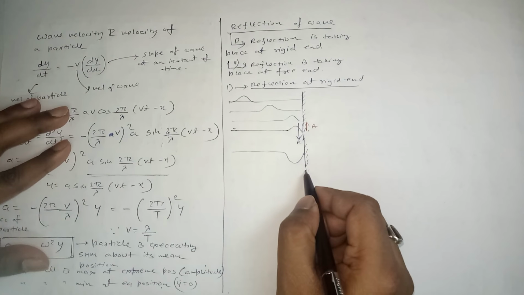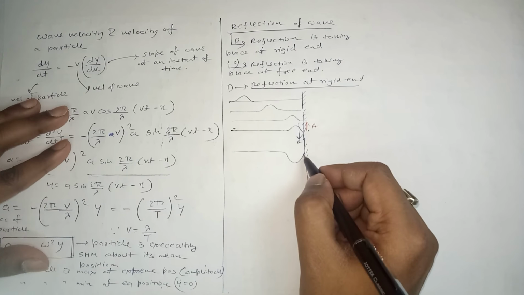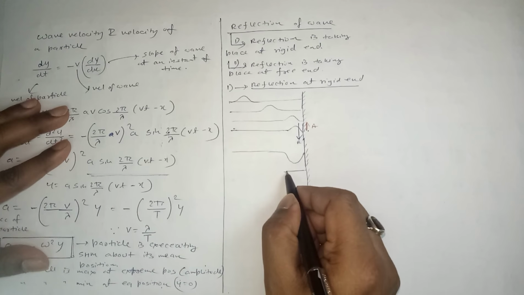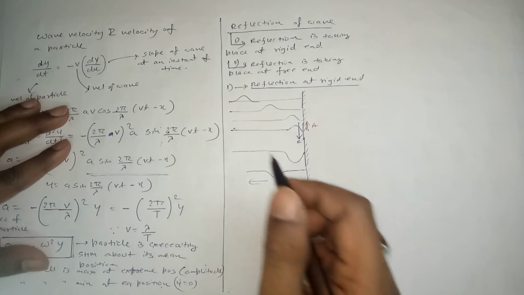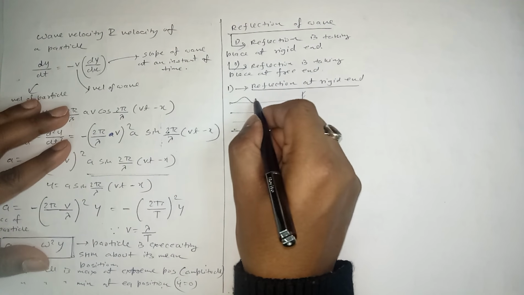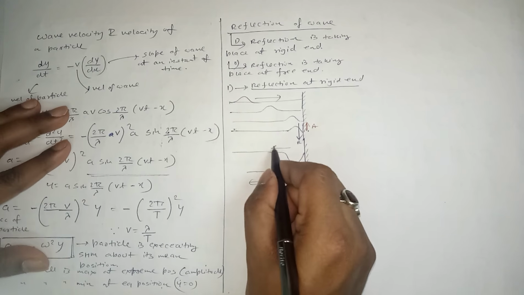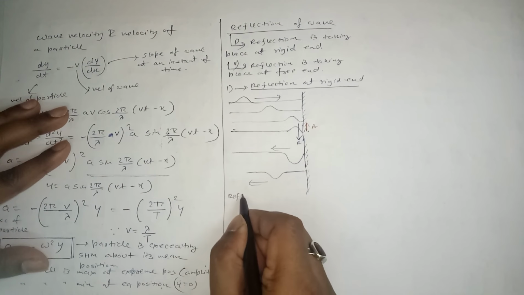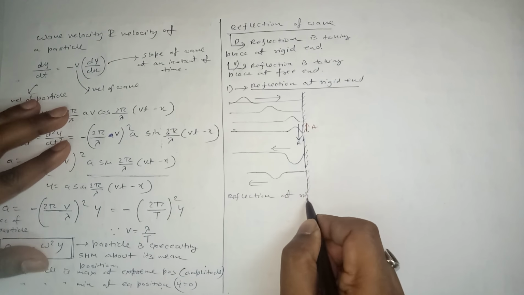Okay, so as a result of this reaction force, a wave pulse is generated in the opposite direction. The wave pulse travels like this in the opposite direction. Initially the wave pulse was traveling in this direction. After interacting with this wall, the wave pulse started to travel in the opposite direction. So what we witnessed here was a reflection at rigid end.